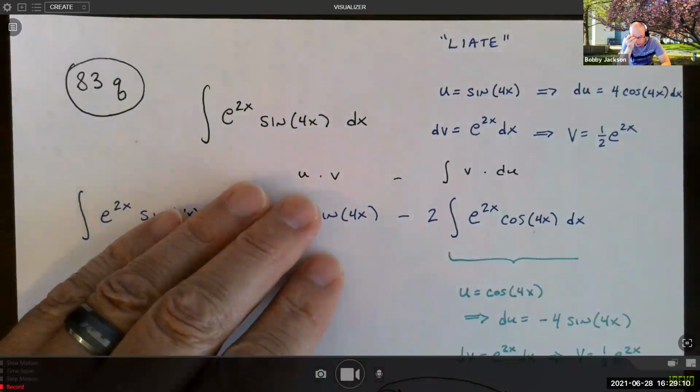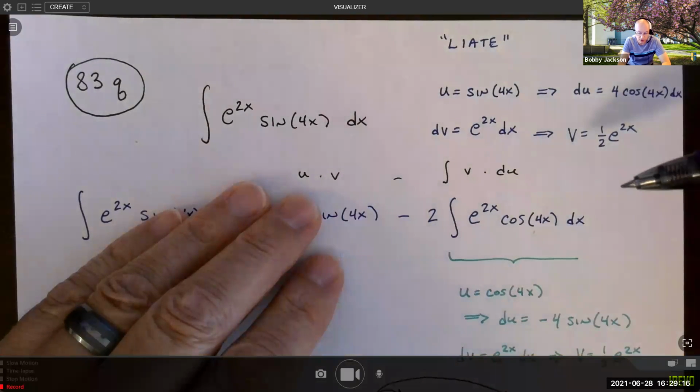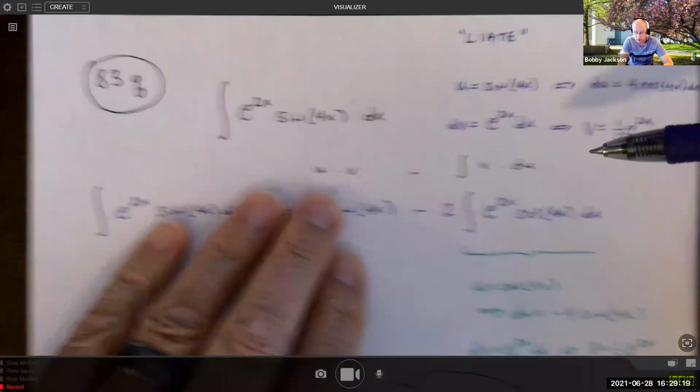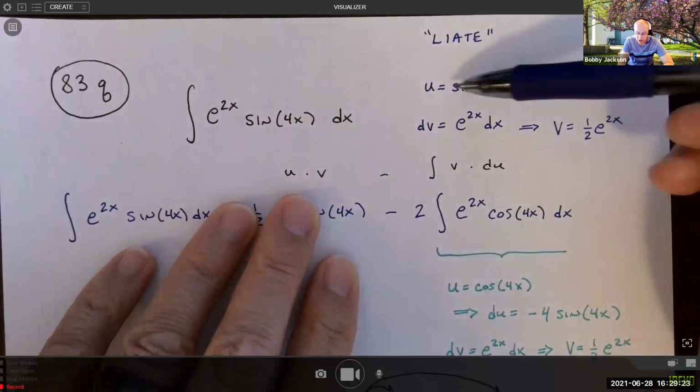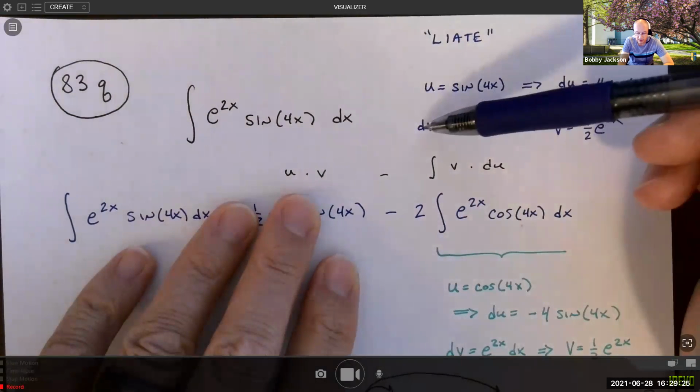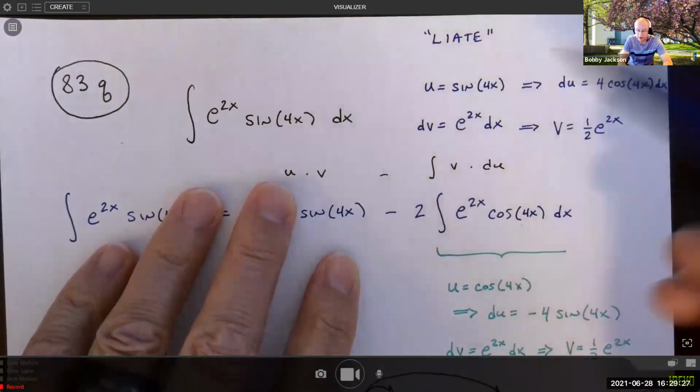The trig functions, the sine in this case, and the exponential functions are bad choices for u in general, but we'll see that this will indeed work out in this case. So I'm going to let u be the sine of 4x, and the dv therefore is e to the 2x dx. So here I take the derivative.